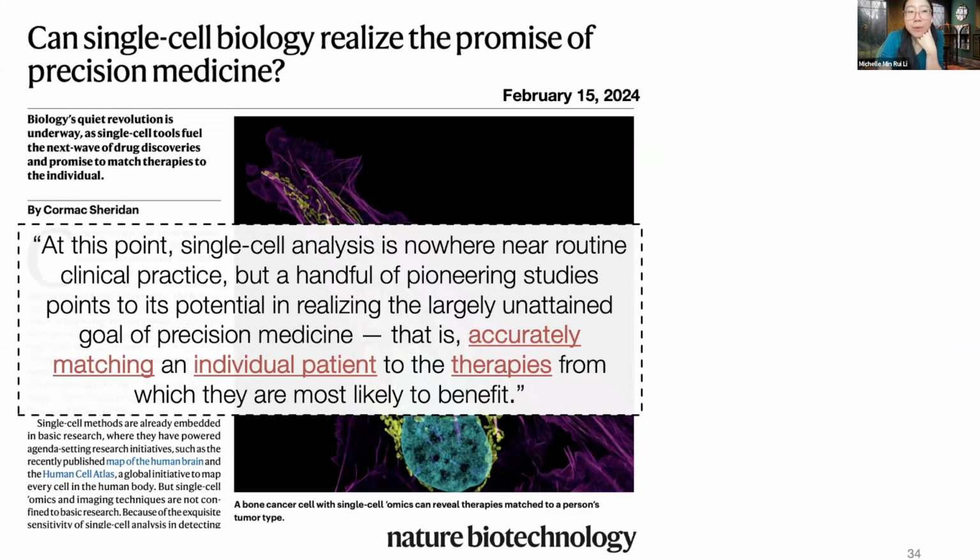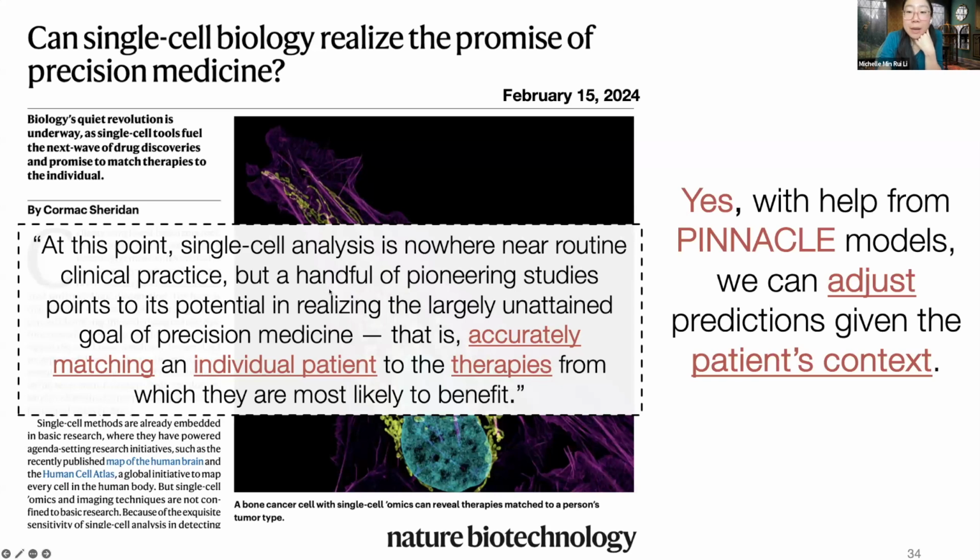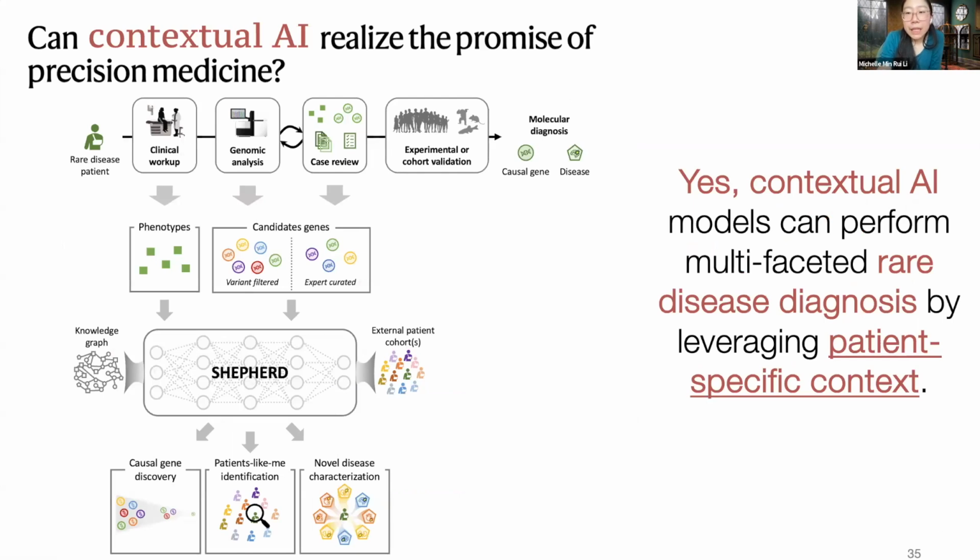And I think these are really exciting times for single-cell biology and AI. While I agree with this article's position that we aren't quite at a point where single-cell analysis can be integrated into routine clinical practice, I do think that PINNACLE models can bring us one step closer. That is, if we define precision medicine as being able to accurately match an individual patient to the most beneficial therapy based on the patient's genomic and molecular profiles, contextual AI models like the follow-up variants of PINNACLE have the potential to enable exactly that, adjusting predictions given the patient's context. I even believe that contextual AI broadly can realize the promise of precision medicine.